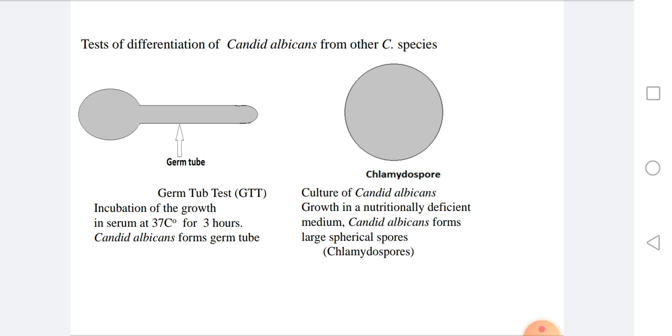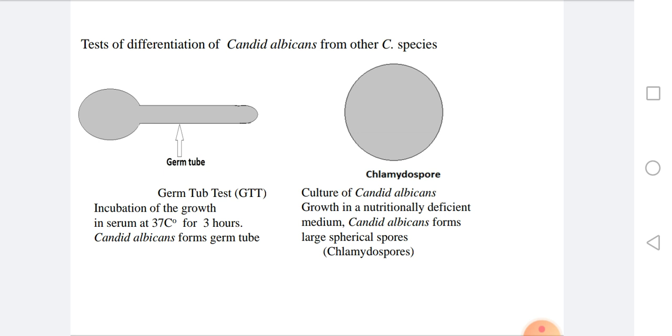In GTT, you take the growth part of it and you incubate it in a serum at 37 degrees centigrade for 3 hours. If the growth is Candida albicans, it forms germ tube. Let's say an elongated tube from the yeast as the drawing above. Only Candida albicans is positive for this test.